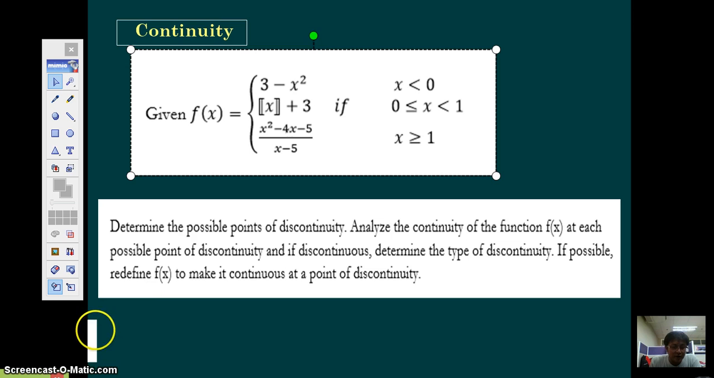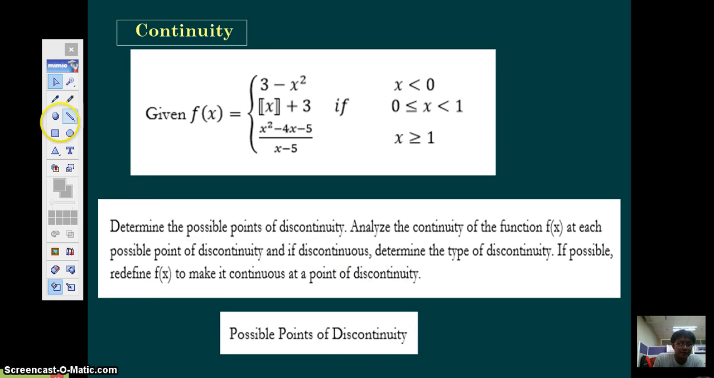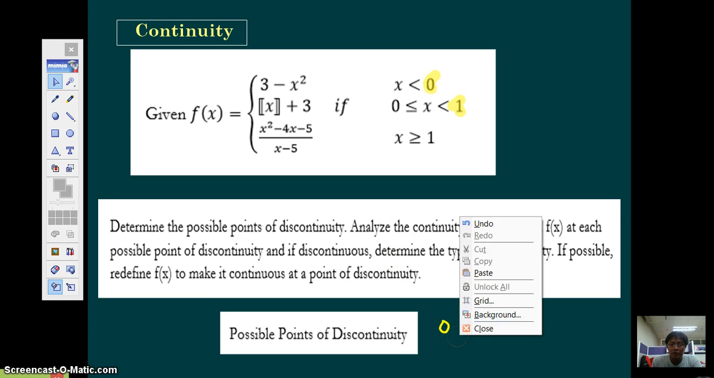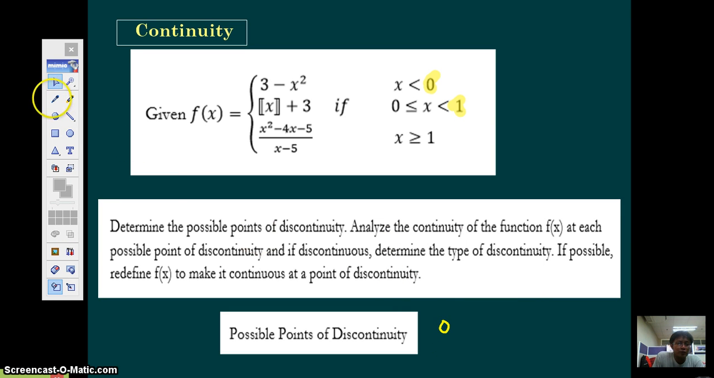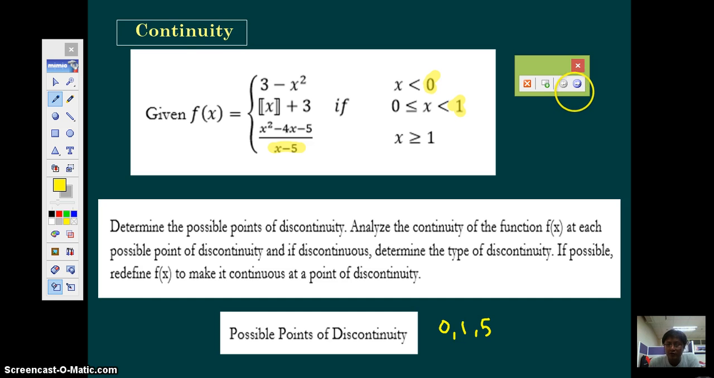First things first, identifying all possible points of discontinuity. Automatically, all the values that are in the condition are possible points of discontinuity. So we have 0 and 1. And you see in the given piecewise defined function, the third condition in particular has a value that will make the denominator undefined, and that is 5. So it's also a possible point of discontinuity. Now, we will check for discontinuity at all those 3 points.